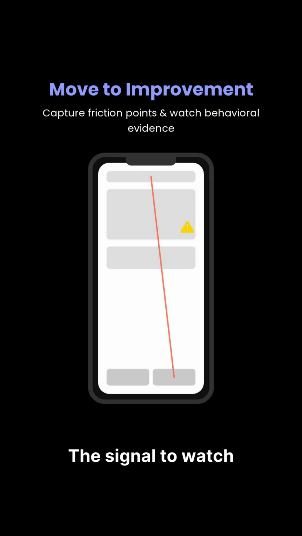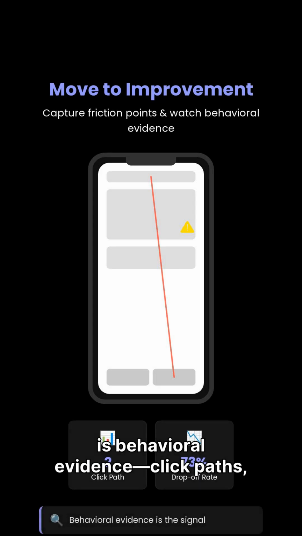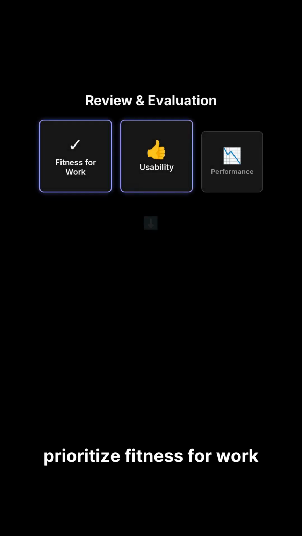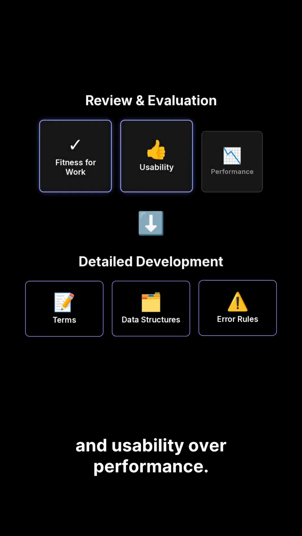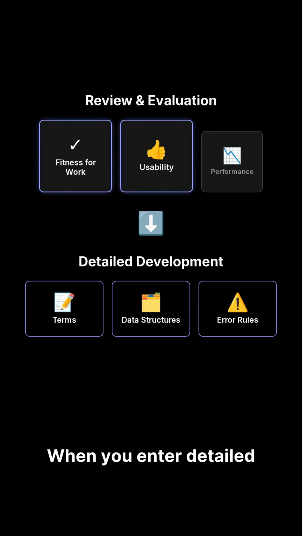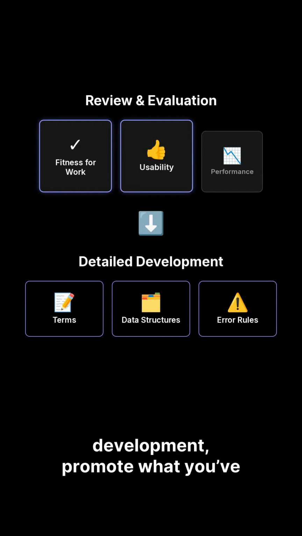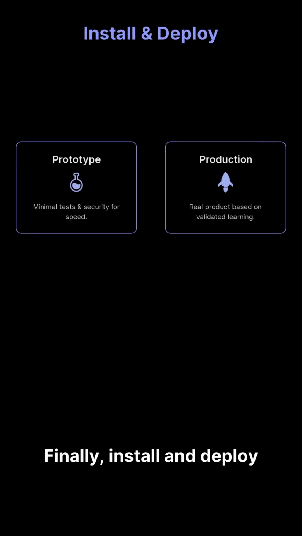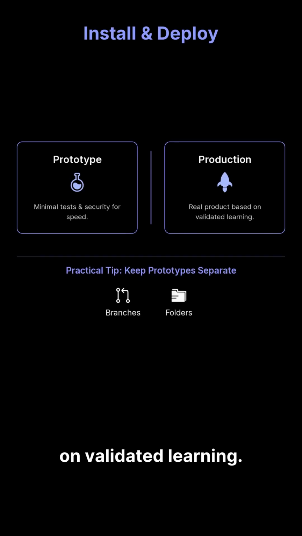The signal to watch is behavioral evidence: click paths, drop-offs, more than positive comments. During review and evaluation, prioritize fitness for work and usability over performance. When you enter detailed development, promote what you've learned into specs, terms, data structures, and error rules. Finally, install and deploy the real product based on validated learning.